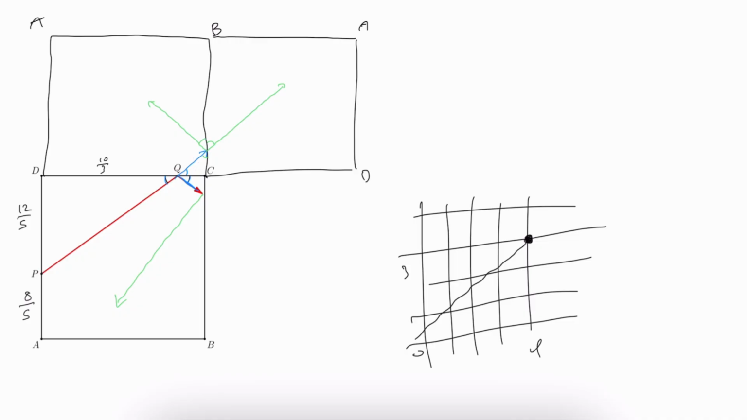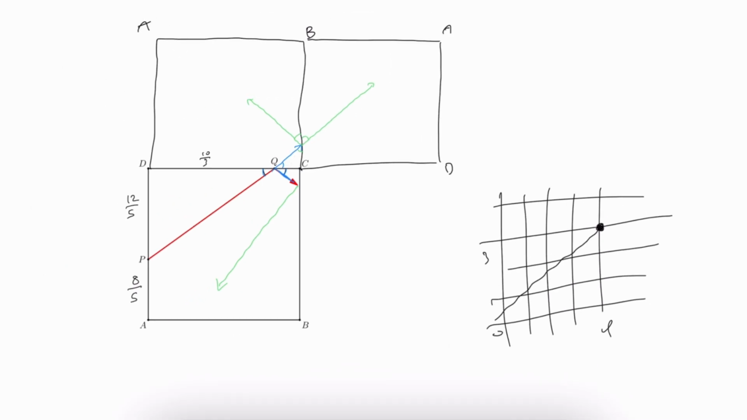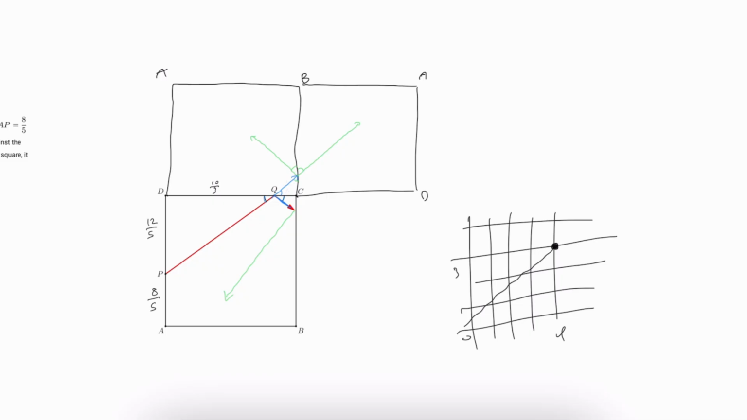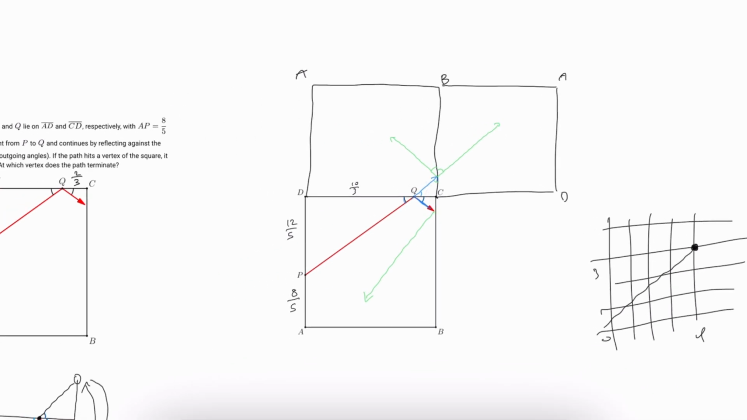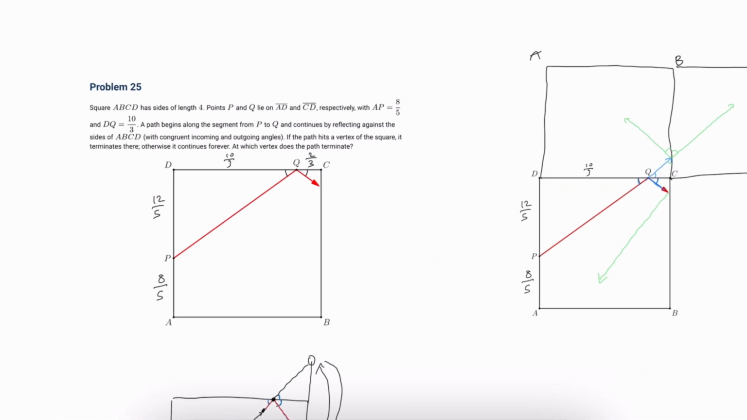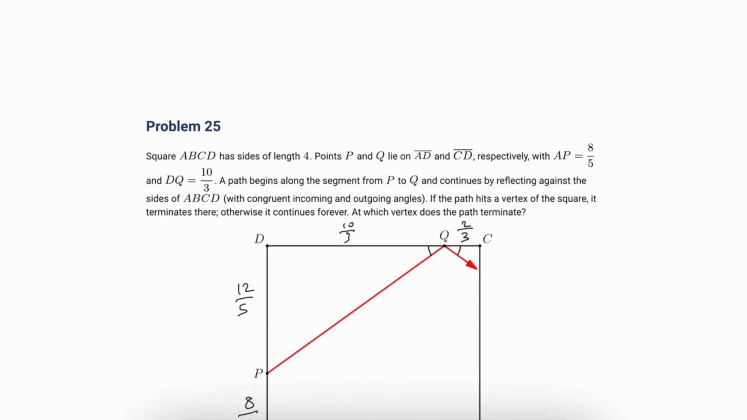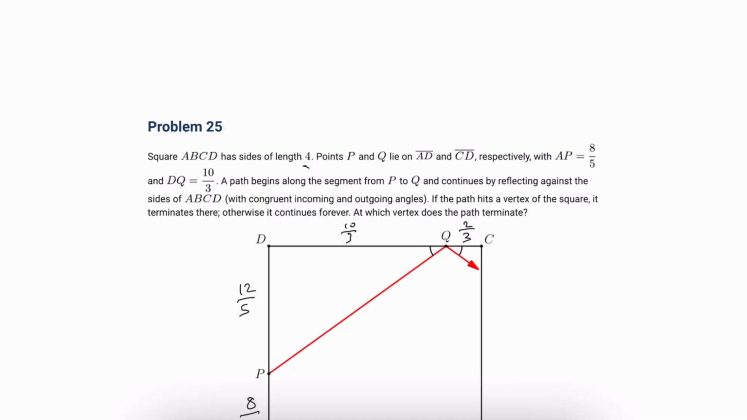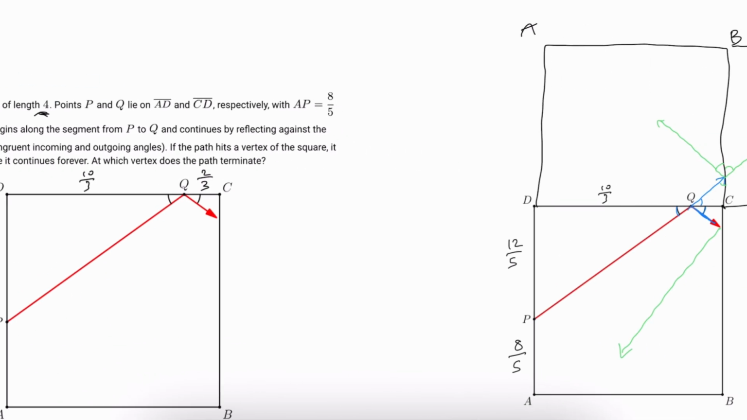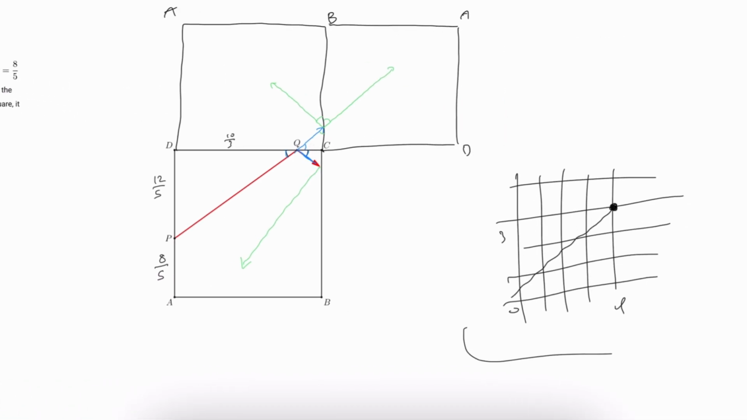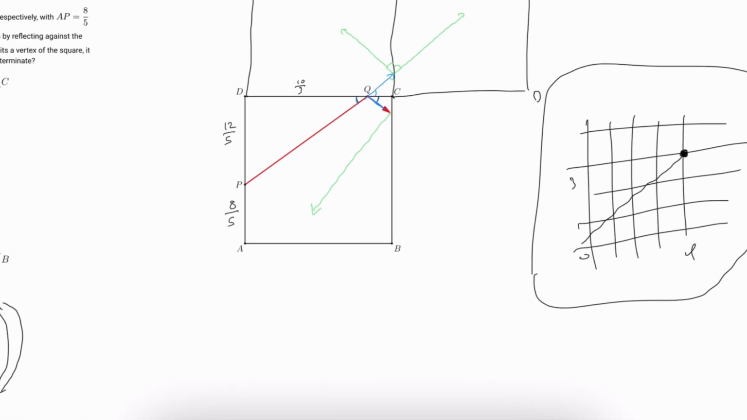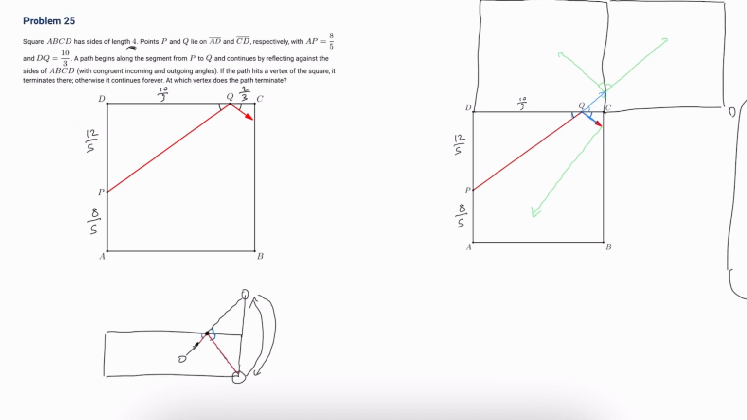But that's exactly what we have here, right? We want to find the first lattice point that this line will intersect. The only issue is that right now our side length is 4. But we can just scale everything down by 4 to get exactly our coordinate grid analogy here. So if you scale everything down by 4, the square will have side length of 1.